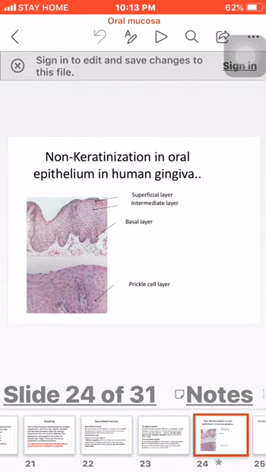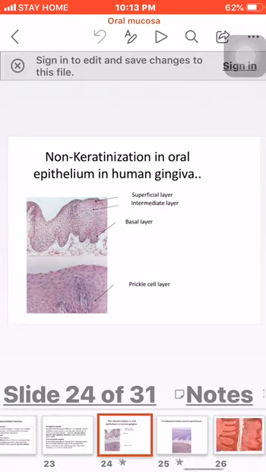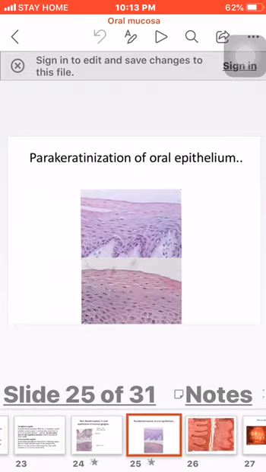The figures show the non-keratinized oral epithelium in human gingiva, which is composed of 3 layers: basal cell layer, intermediate layer, and superficial layer. Other figures show the parakeratinized oral epithelium, in which the keratinized or cornified layer possesses retained nuclei in its surface.